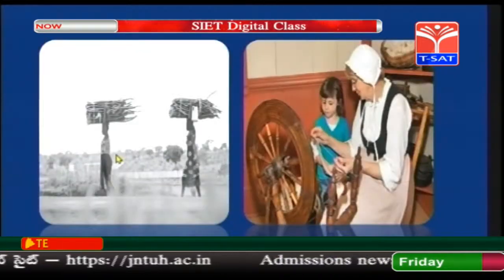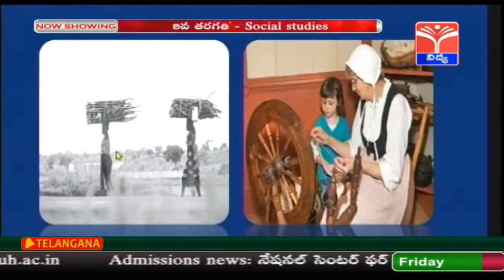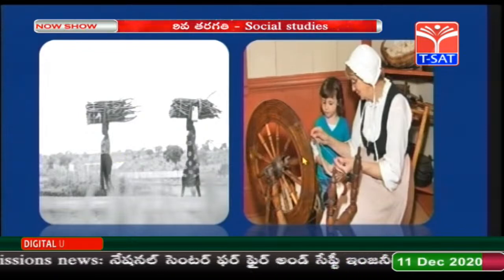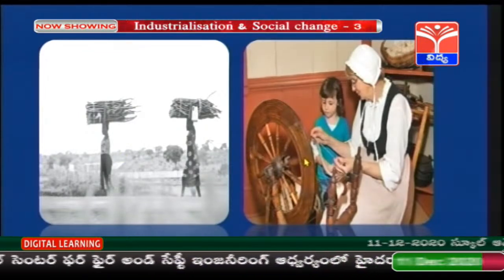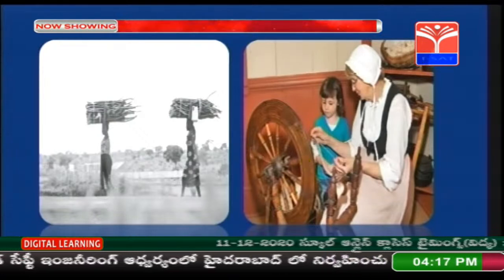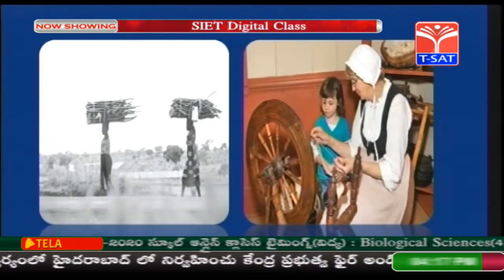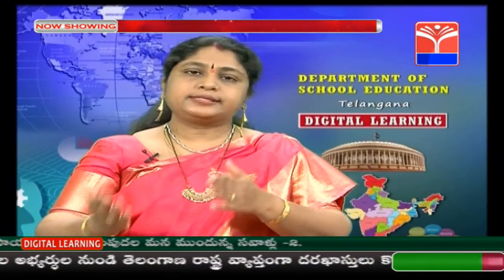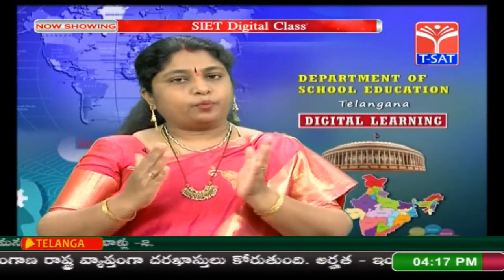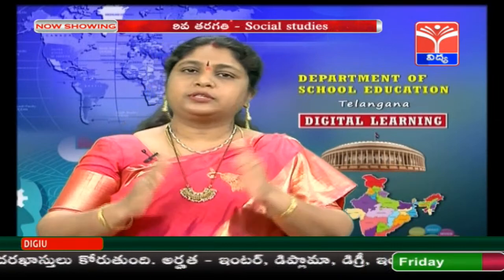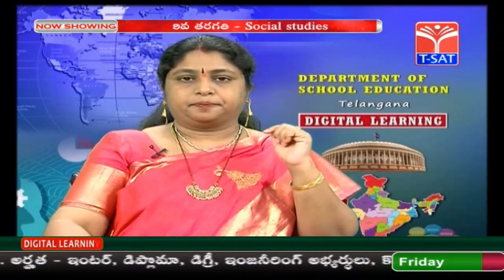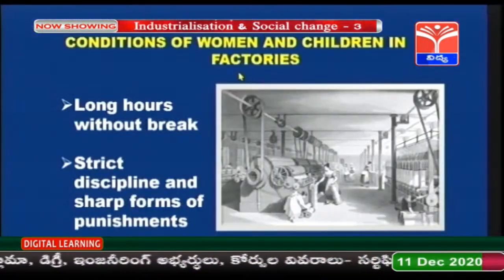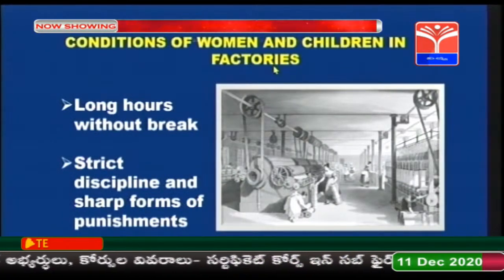Then they used to get the firewood from the forest, and also they did spinning. Spinning is done at homes. So the same work was done even in rural areas also. But when they were shifted to urban areas or to industries, were the conditions the same? Was it a boon for women and children, or was it a bane? Let's see the conditions of women and children in factories.